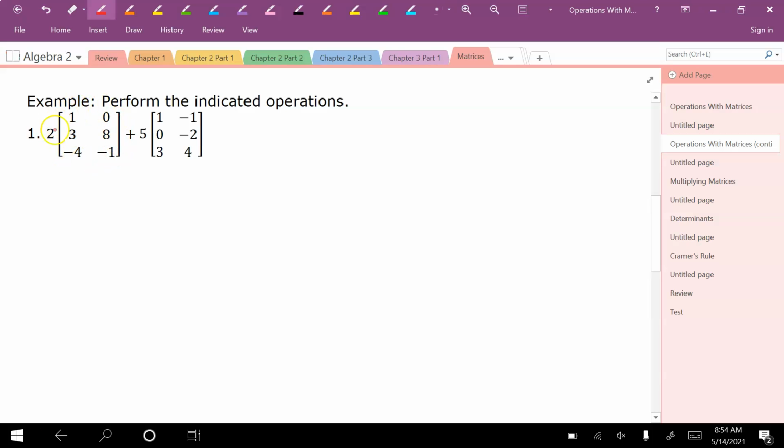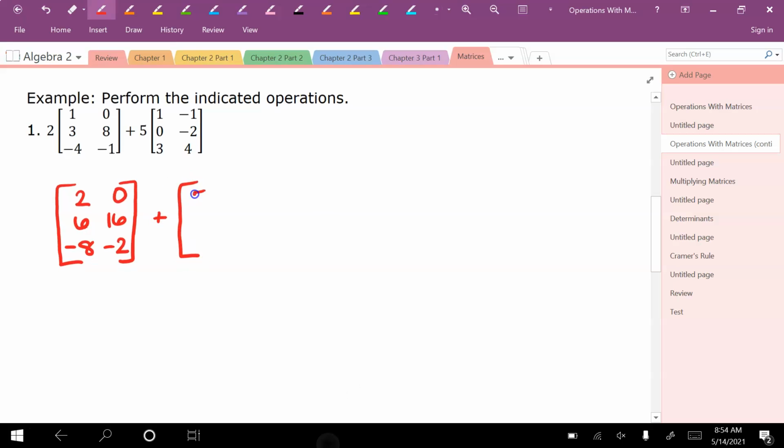So for this one, that first matrix, we're going to multiply everything by a 2. So it says 2, 0, 6, 16, -8, and -2. For the second matrix, you're going to multiply everything by 5. So we have 5, -5, 0, -10, 15, and 20. And I'm adding these matrices together.